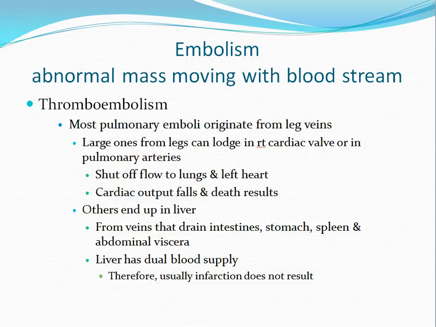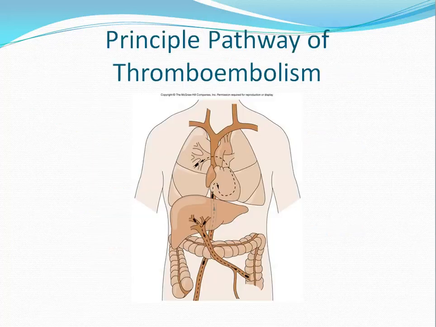Other emboli from the veins end up in the liver. These are from veins that drain the intestines, the stomach, the spleen, and the abdominal viscera. The liver also has a dual blood supply, so an infarction usually does not result. This picture shows the typical pathway for thromboembolism. They develop here in the leg veins, they come up through the heart and end up becoming lodged in the lungs, or they can end up in the liver.